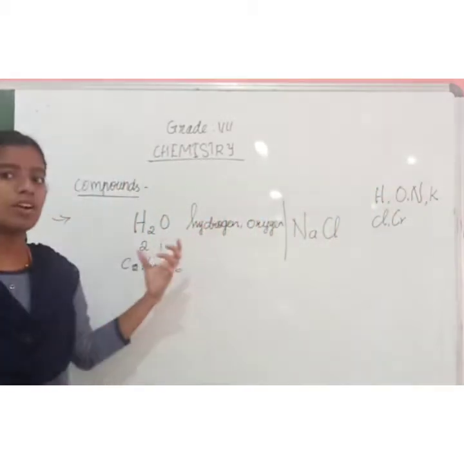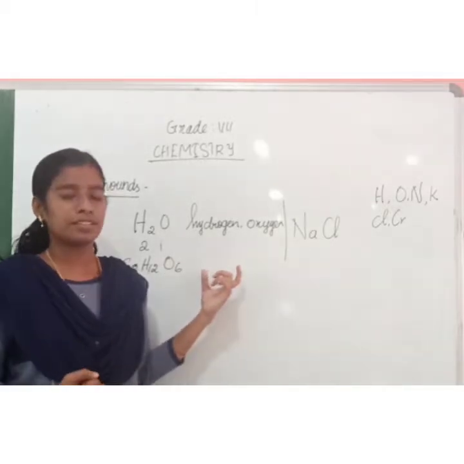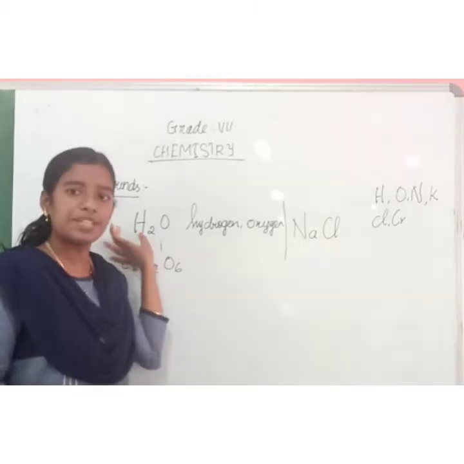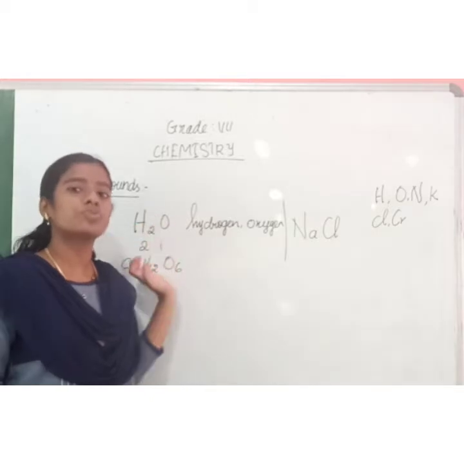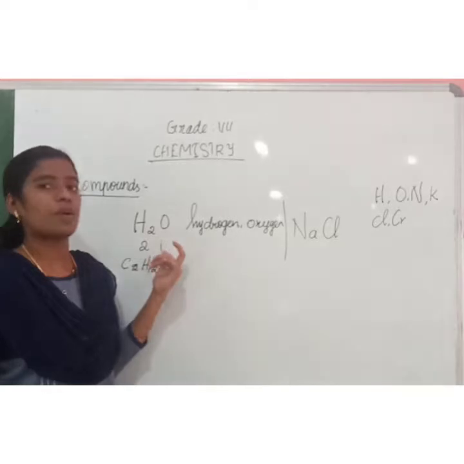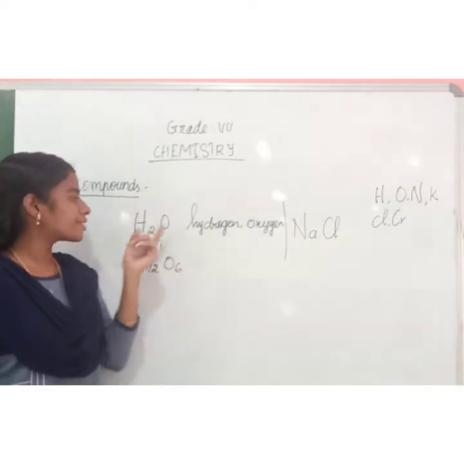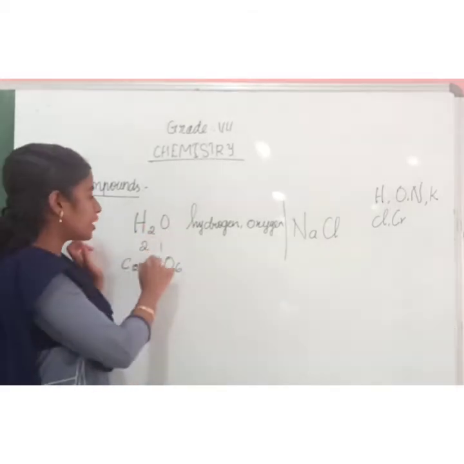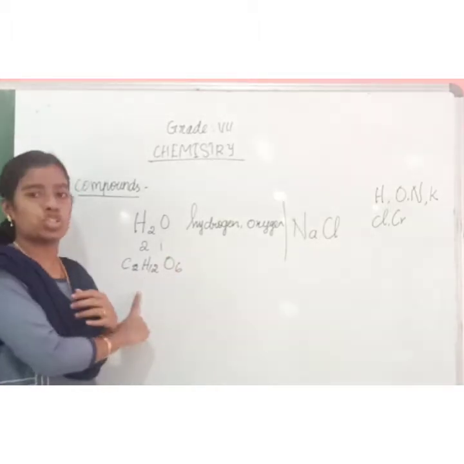Compounds are formed by combining two or more elements. Hydrogen is an element, oxygen is an element. These both combine together to form the water molecule, in the ratio 2:1. It's the proportion: hydrogen 2 atoms, oxygen 1. So it is in the proportion 2:1. Did you understand?